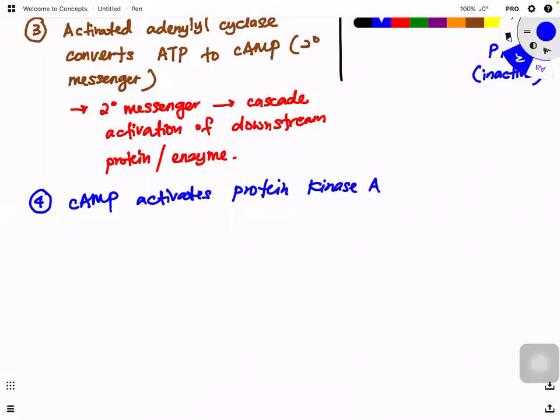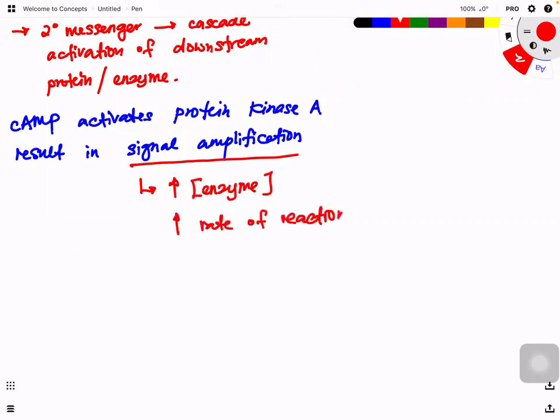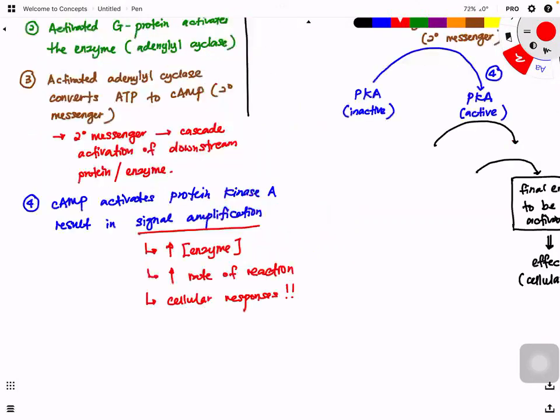Okay, protein kinase A results in signal amplification. So what is the effect of signal amplification? The effect here is that we get high concentrations of enzyme, and therefore increase the rates of reactions and allow us to have cellular responses. Okay.